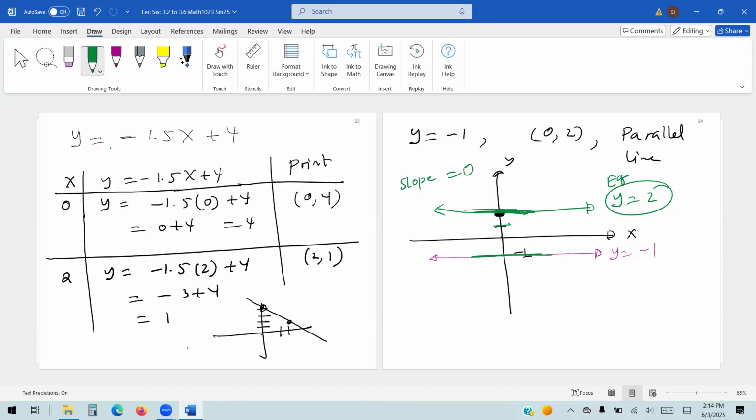And any vertical line has slope what? Undefined. So these are the two special cases. A horizontal line has slope 0. A vertical line has slope undefined. Besides these two lines, every other line has some type of slope, either positive slope or negative slope.